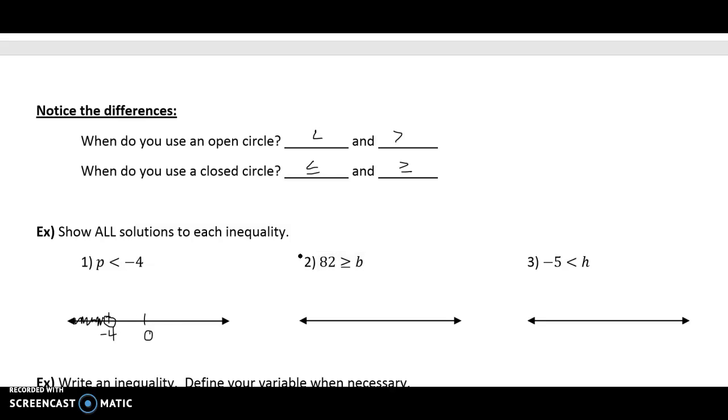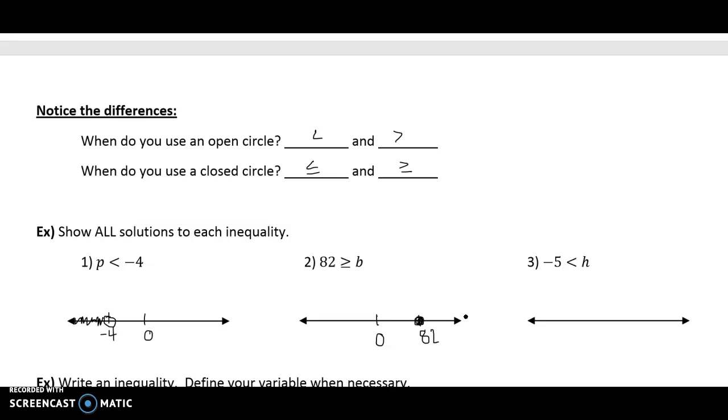This one's reversed. Normally we've had our variable on the other side, so I'm going to put 0, put 82 where it would be, okay? Here's how these work. First of all, it's a closed circle, okay? Don't try to do a shortcut. They don't work, okay? So instead, think, 82 has to be bigger than B. B is whatever I'm going to shade, okay?